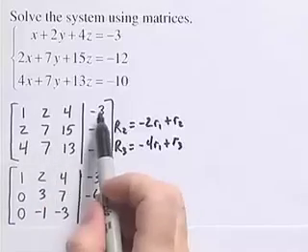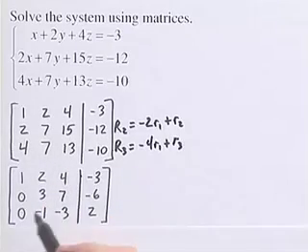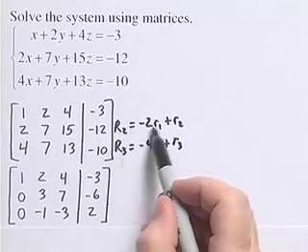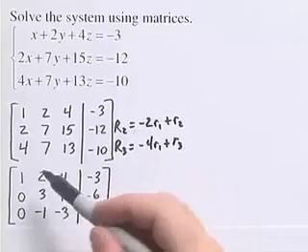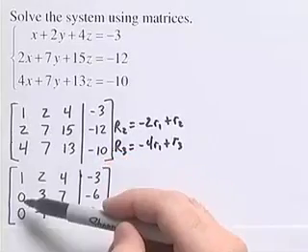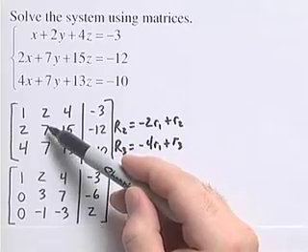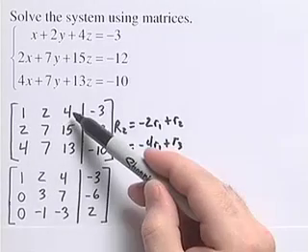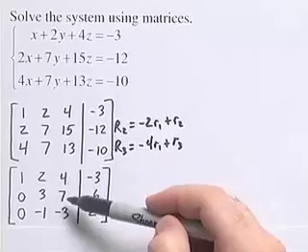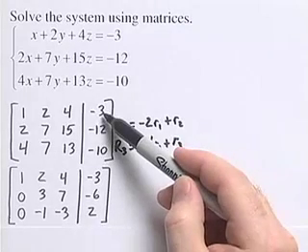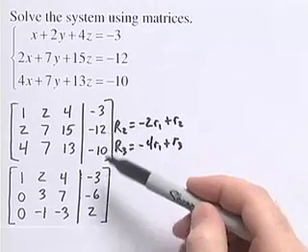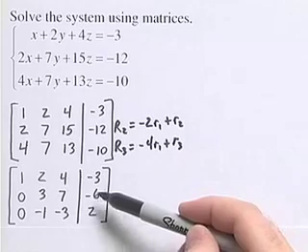We haven't changed our first row, so we just rewrite that. Then we need to perform this operation to change our second row. We get negative 2 times 1 plus 2 is 0. Negative 2 times 2 plus 7 is 3. Negative 2 times 4 plus 15 will give us 7. Negative 2 times negative 3 plus negative 12 will give us negative 6.